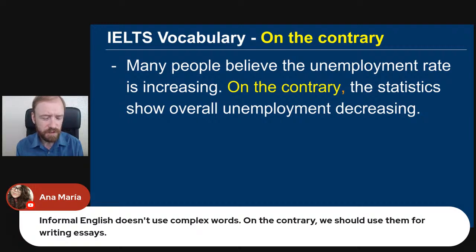So you should say: because informal English doesn't use complex words, we don't need to learn them. Okay, make a statement like that. Because English doesn't use complex words, we don't need to learn them. On the contrary, we do need to learn them. We should use them for writing essays.